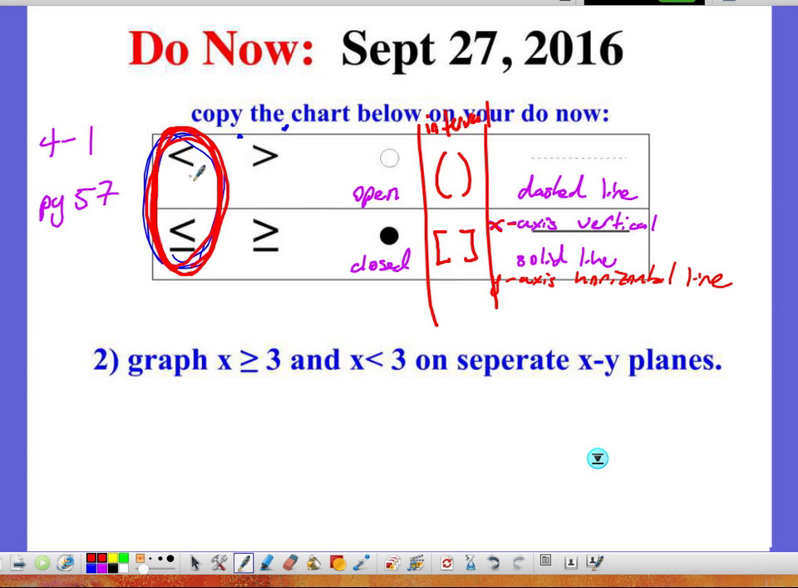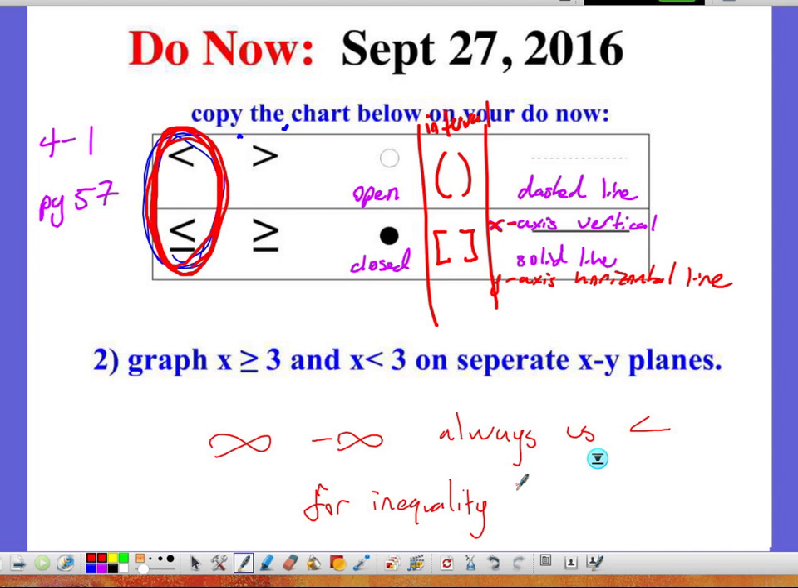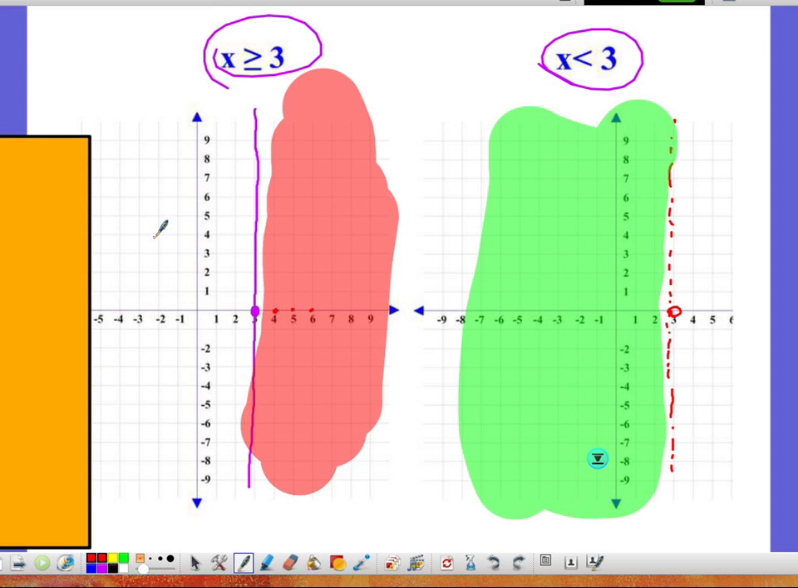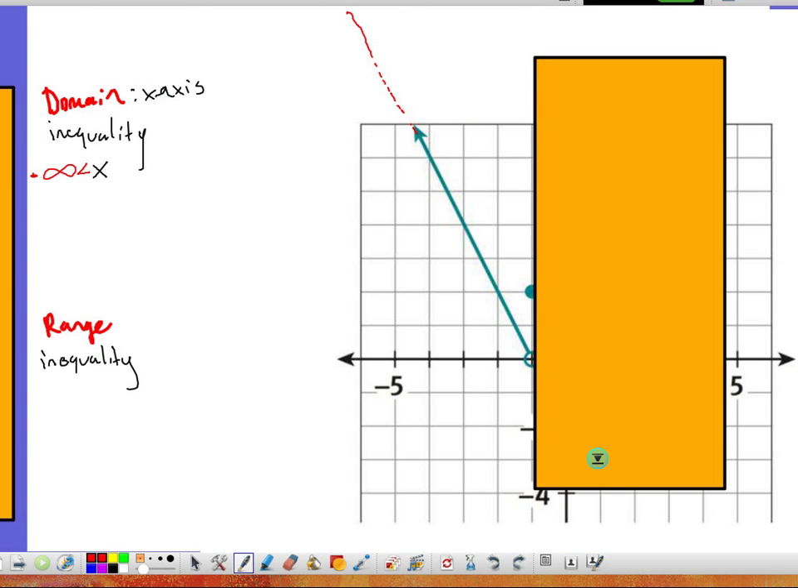If you have infinity or negative infinity, always use less than for inequality notation. If you have infinity or negative infinity, always use less than. Not less than or equal to, it's always going to be less than. Alright.